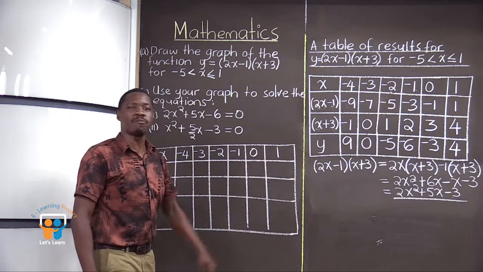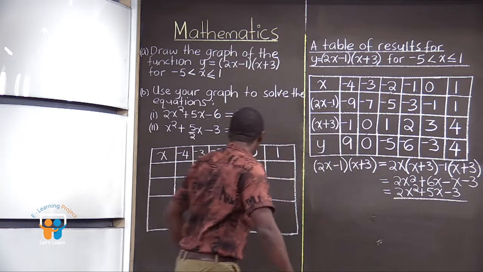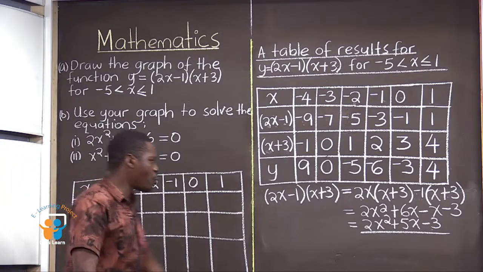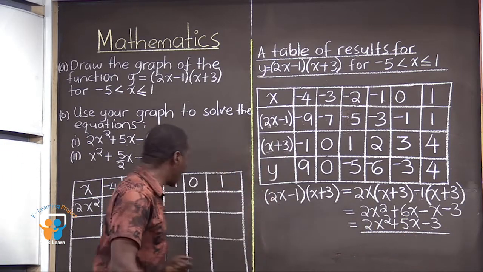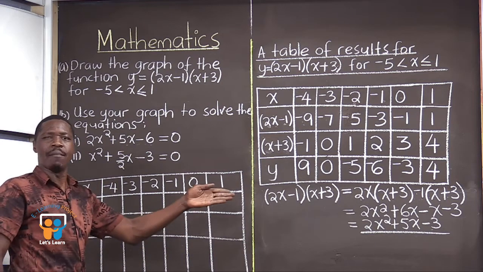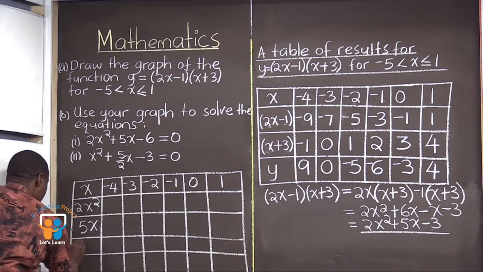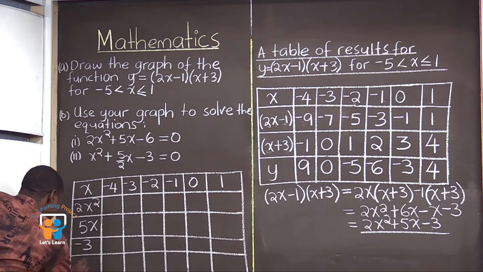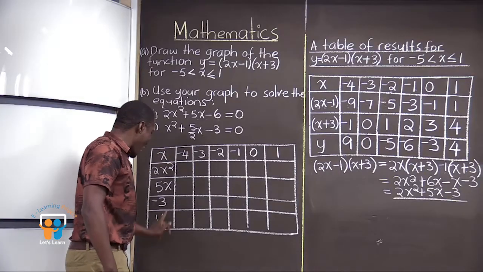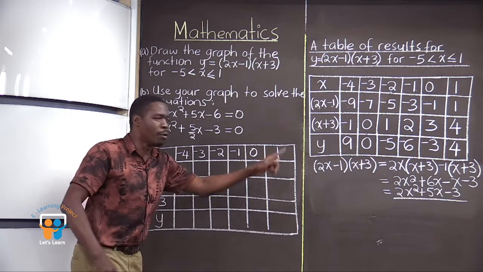We are now using the expanded format. The first value, 2x squared, we give it a home. 2x squared. The next one is a 5x. We also give it a 5x. And then lastly, we are having a minus 3. We also give it a room here, a minus 3. And then lastly, finally, we have y. We start with the x and end with the y. We are substituting. We want to see whether these two tables are the same.